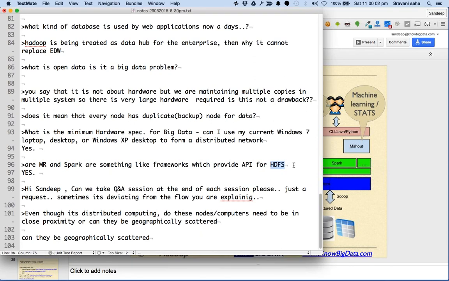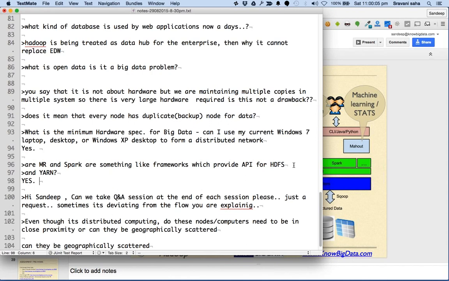Yes. And the next question from Karthik was, so again, are MR and Spark something like a framework which provides an API for HDFS and YARN? So they do not provide any API for YARN, but they provide an API for HDFS. On top of that, they make it even easier by making it possible to load data properly. As you go ahead, you will understand that it is not only the API they provide, they provide a lot of things. They make sure the logic that gets executed is done near the data.